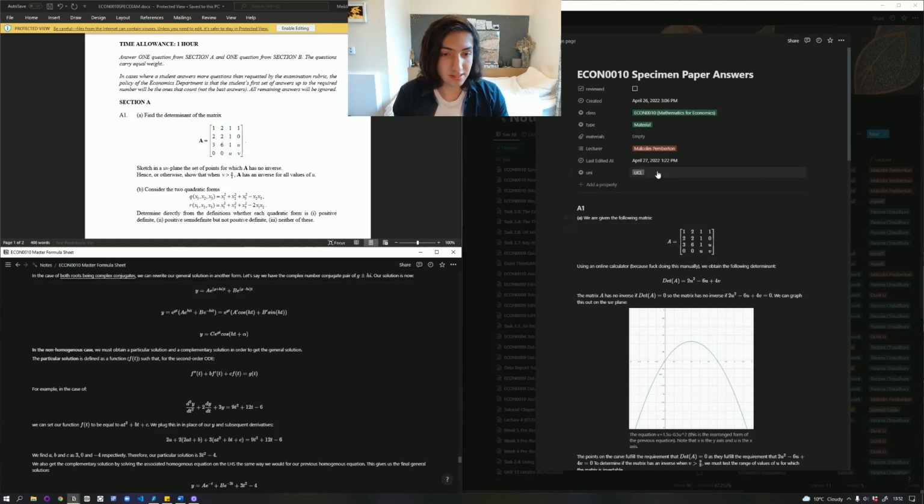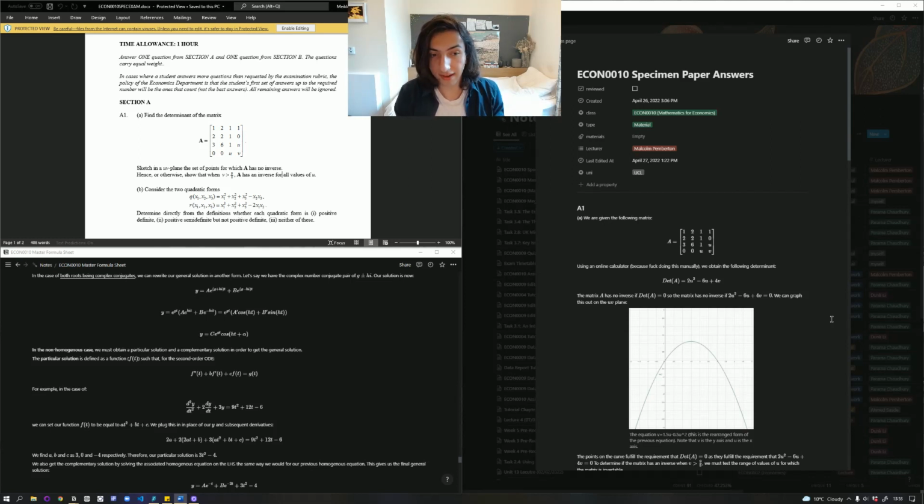So I'm just going to explain this. We've got the following matrix here. It asks us to sketch in the UV plane the set of points for which A has no inverse, okay? Now, if you guys remember, an inverse matrix does not have a determinant of 0. So a matrix that has no inverse has a determinant of 0. So we can calculate the determinant of this in terms of u and v and set it equal to 0. This gives us 2u squared minus 6u plus 4v, and setting that to 0, we get 2u squared minus 6u plus 4v equals 0.